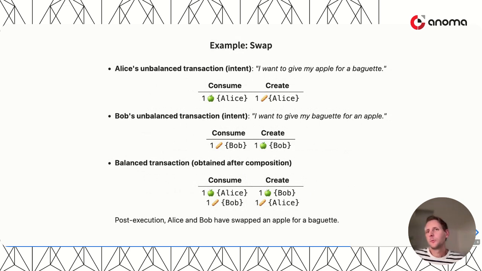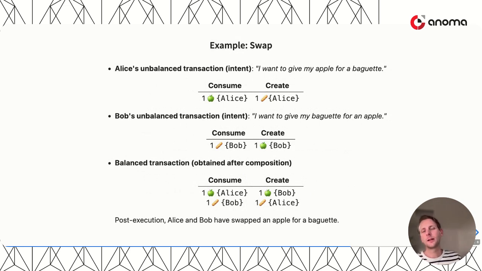And this is a very simple intent, a very basic one that is so simple that it doesn't require counterparty discovery really. If Bob and Alice know each other, they can just settle this transaction themselves by composing their intents. So this is not really a complex solving problem.